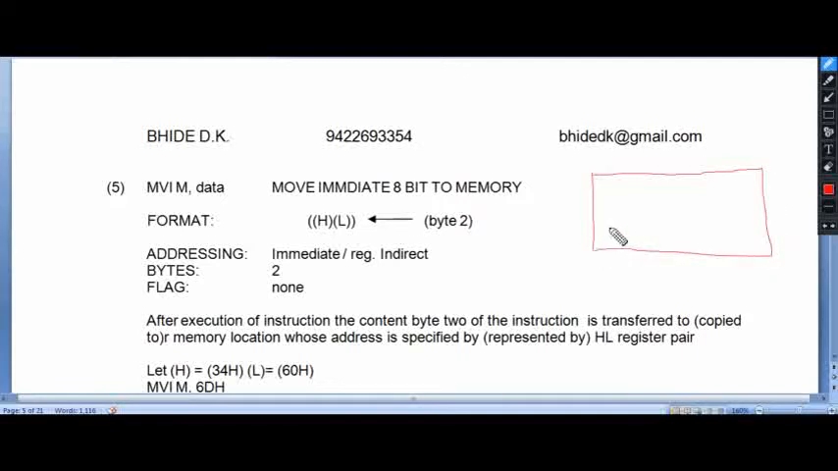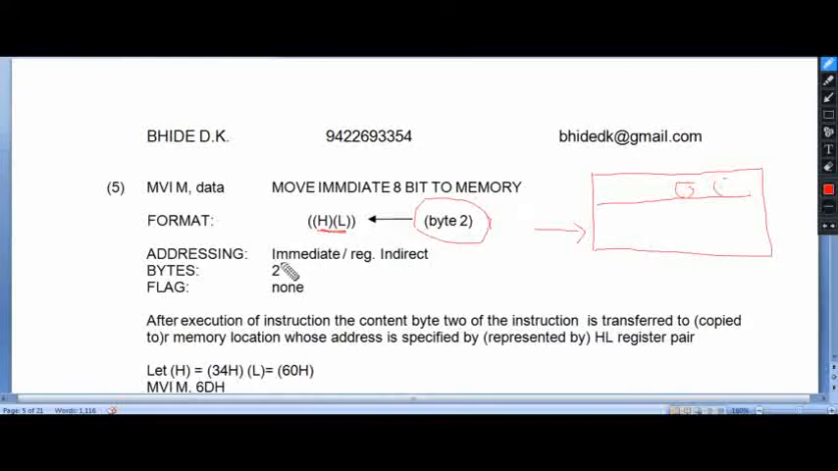For any instruction, the first byte is always the operation code. The format is byte 2. That means whatever is present here, that is the number, the data, the content, is transferred to the memory location. Who represents the memory location? The number present in the HL register pair represents the memory location.